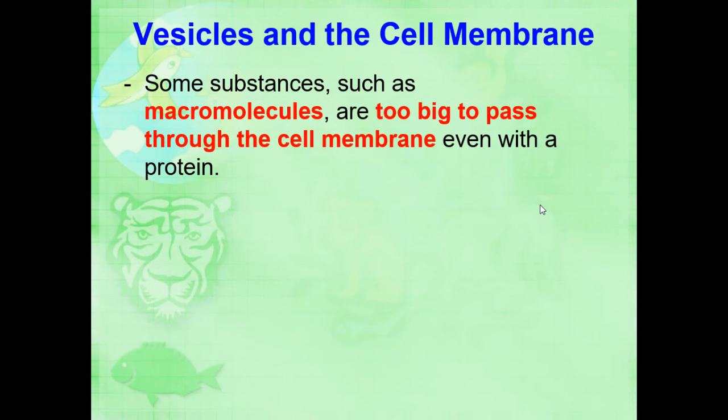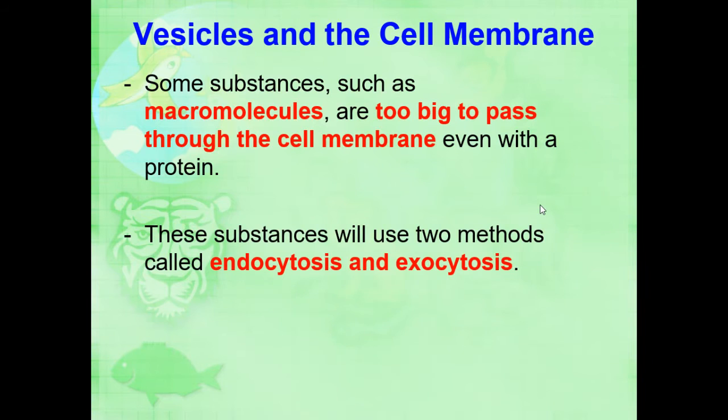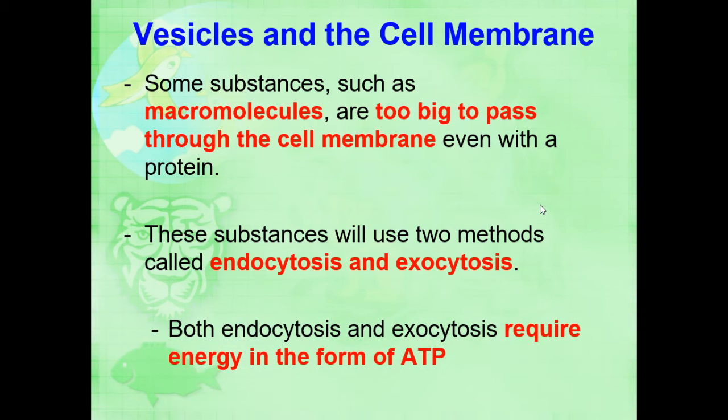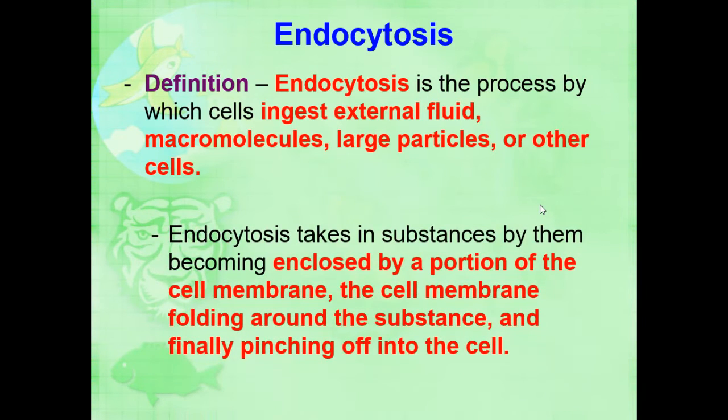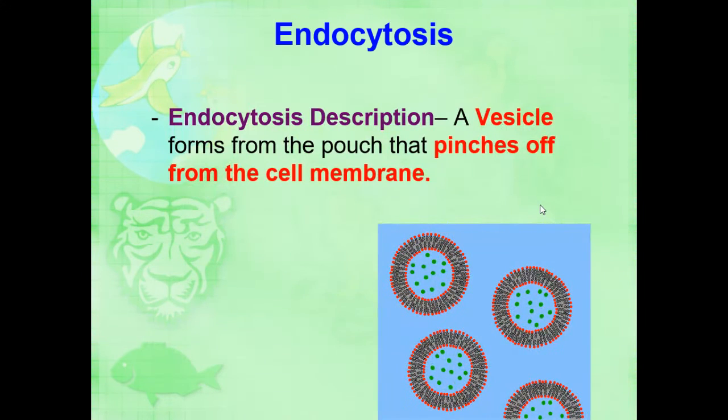So some substances, such as macromolecules, are too big to pass through the cell membrane, even with a protein. These substances will use 2 methods called endocytosis and exocytosis. Both endocytosis and exocytosis require energy in the form of ATP. By definition, endocytosis is the process by which cells ingest external fluid, macromolecules, large particles, or other cells. Endocytosis takes in substances by them becoming enclosed by a portion of the cell membrane. The cell membrane is going to fold around the substance and finally pinch off into the cell. A vesicle is going to form from the pouch that pinches off from the cell membrane.